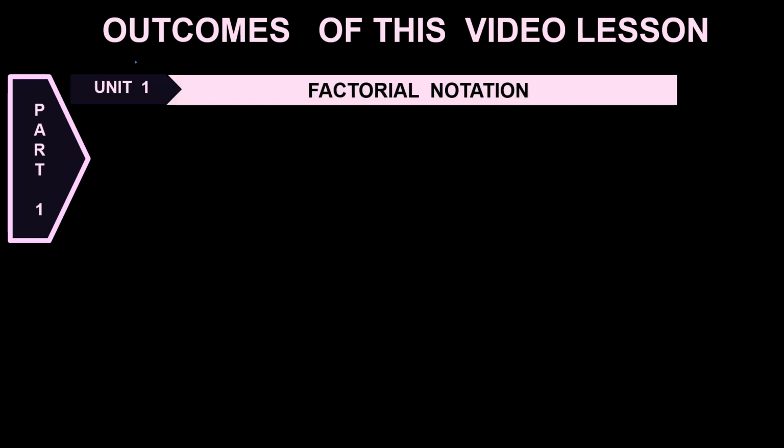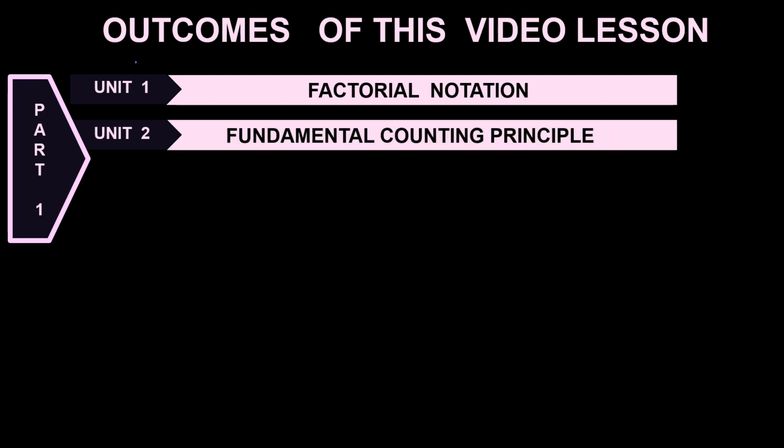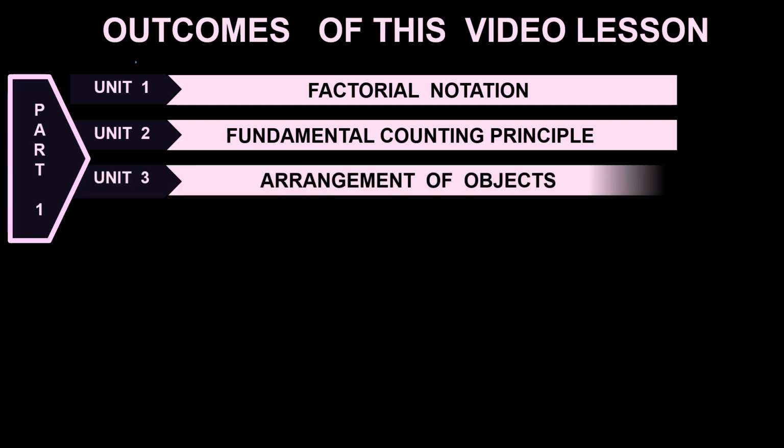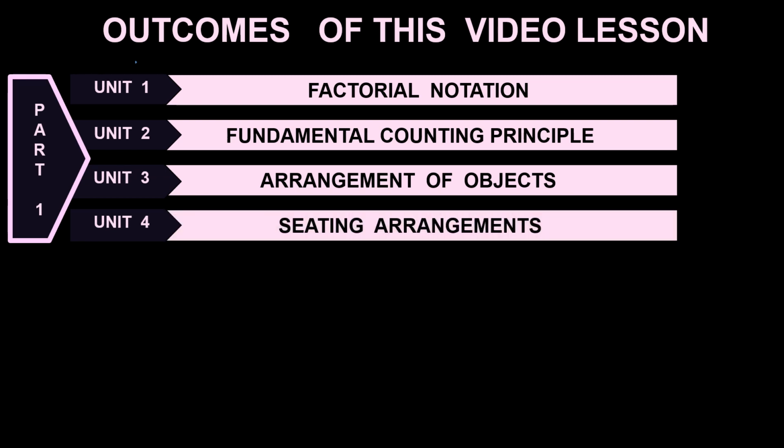Let's look at the outcomes of the videos on probability. There's a part one, and in part one, we will look at the factorial notation and then the concept of counting principle, the fundamental counting principle. Then there'll be two types of applications that we're going to look at. The one is arrangement of objects in general, and then specifically also some seating arrangements. There'll also be at the end an exercise worksheet.